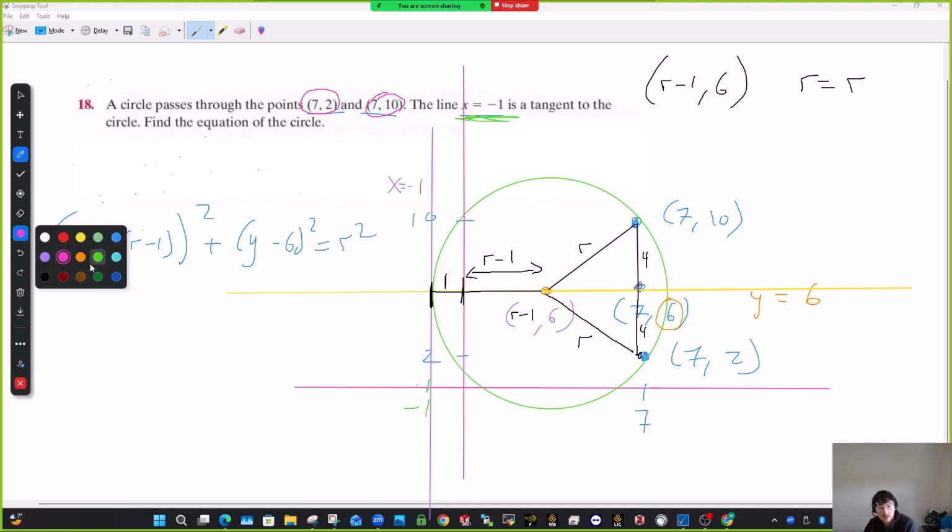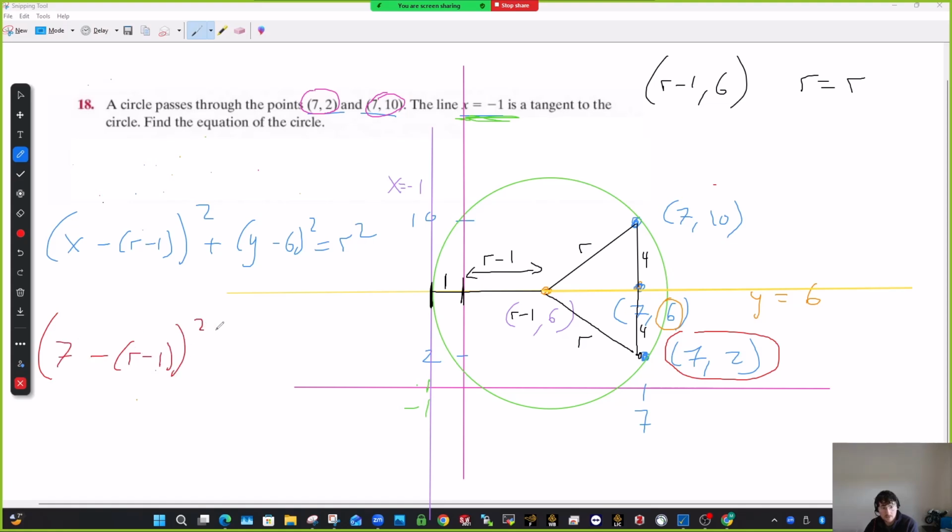Now look at this. You can sub a point that's already on the circle, such as this one here. Let me get a color I haven't used. I've used most of the colors. Let's say, as 10 is a big number, let's go for 7, 2. 7, 2 is on the circle, right? We can put that into the equation of the circle here. So I'm going to put 7 in for x. 7 minus r minus 1 squared plus 2 minus 6 squared equals r squared.